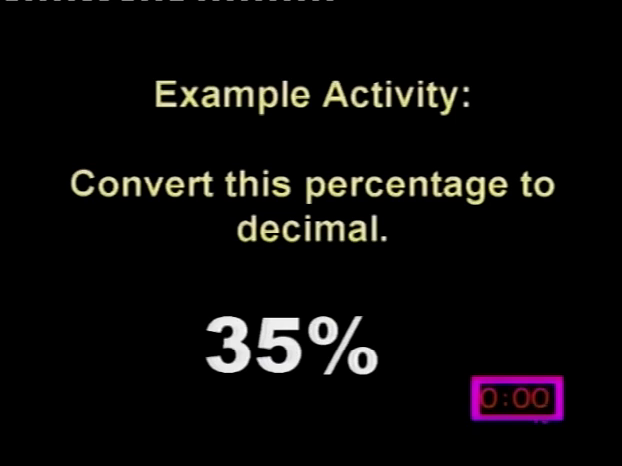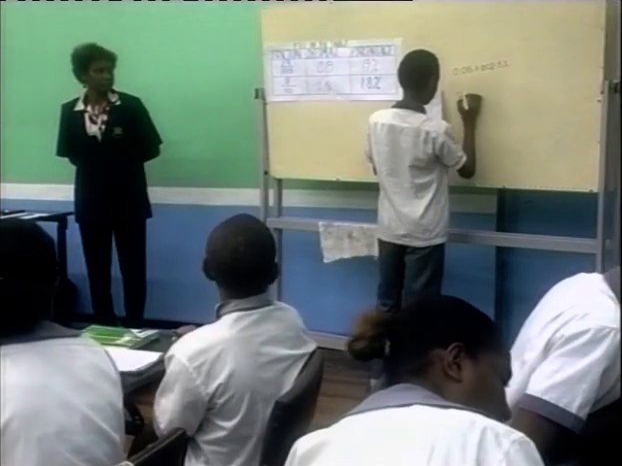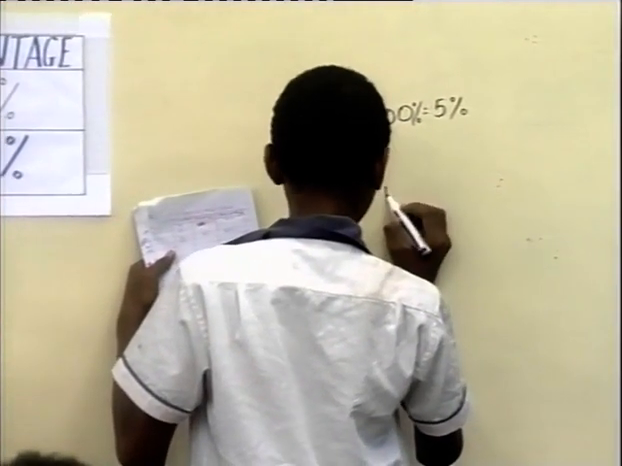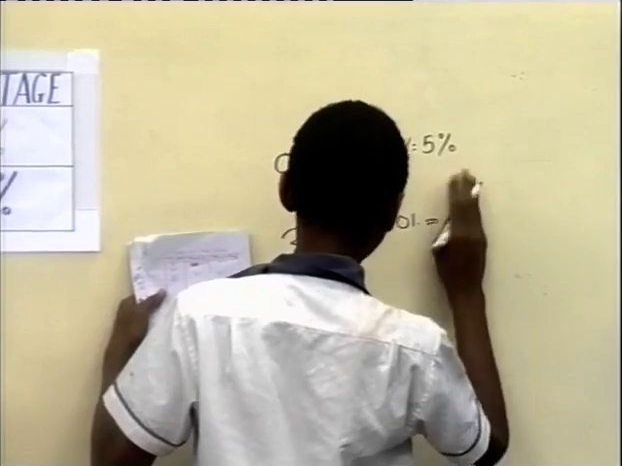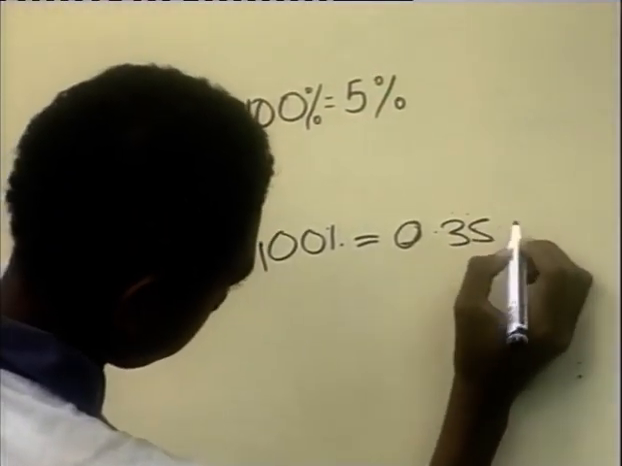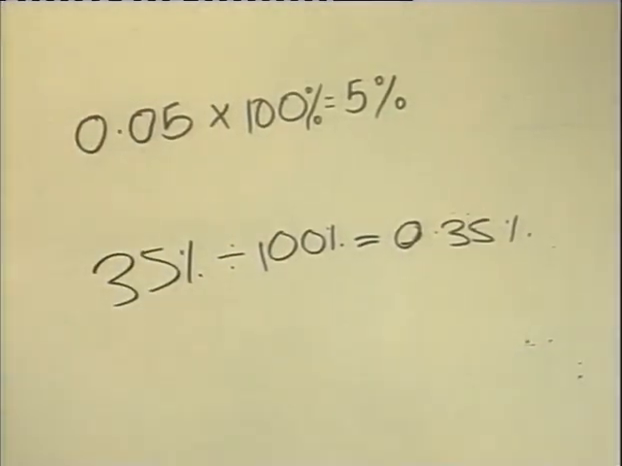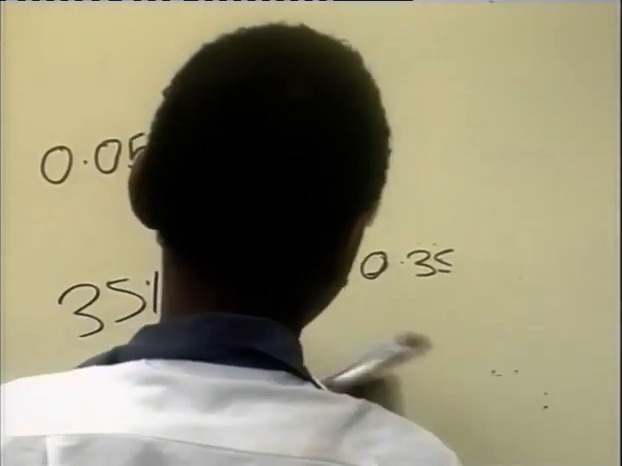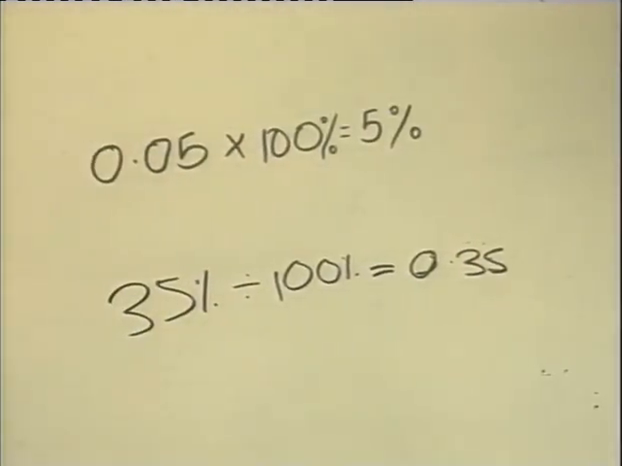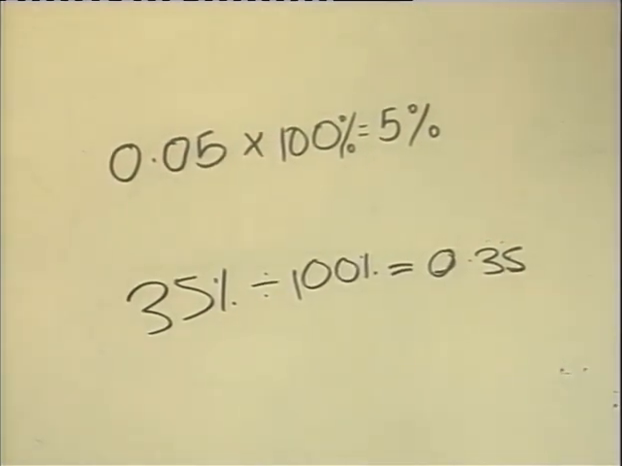Okay, we should be finished by now. Can we have somebody come up to the front to do the working out for the rest of the class to see? Who would like to do this one for us? Can we have a boy this time? Okay, Habi? Okay, thank you, Habi. 35% divided by 100%.